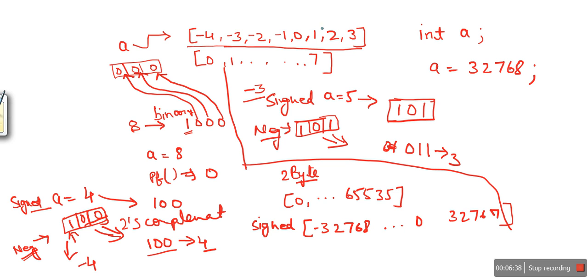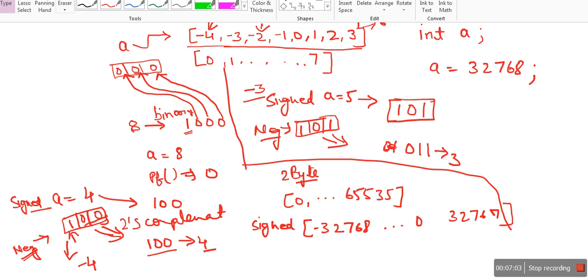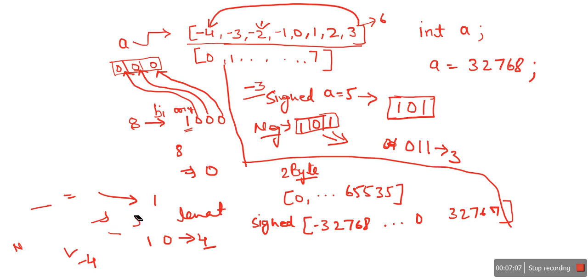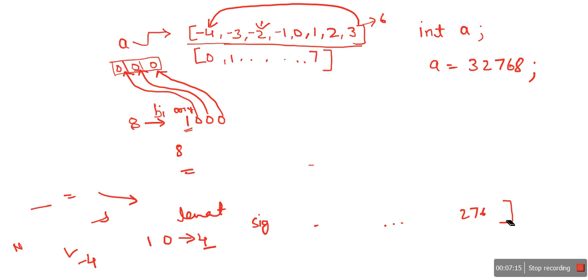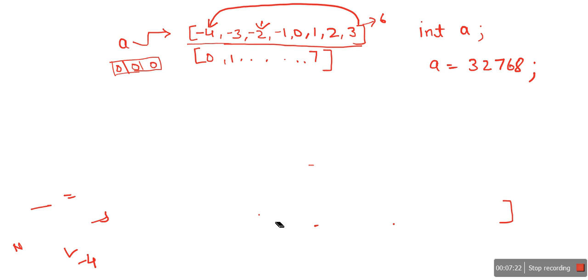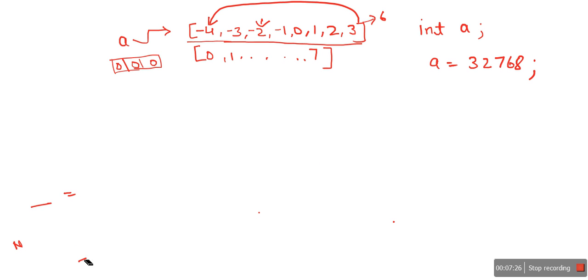So see, these values actually work in a circular fashion. If you go one more than this number, you will get minus 4. If you go two more, you will get minus 3. If you go three more, which is 6, so if you store 6 and print the value, you will get minus 2. A similar thing happens with an integer variable. Let me clean this for you. The same thing happens in the case of an integer variable.